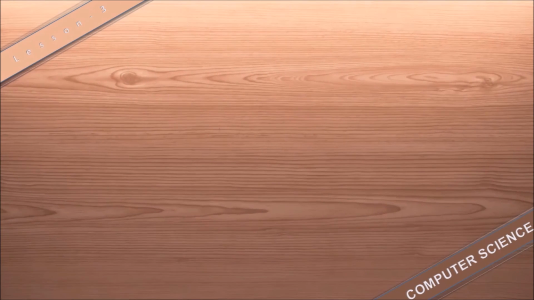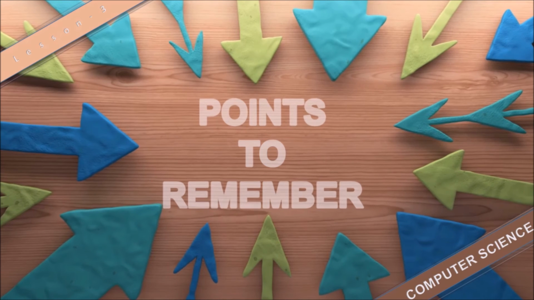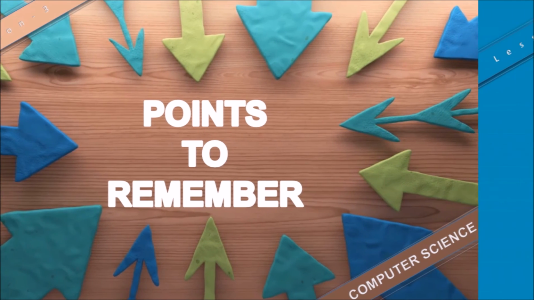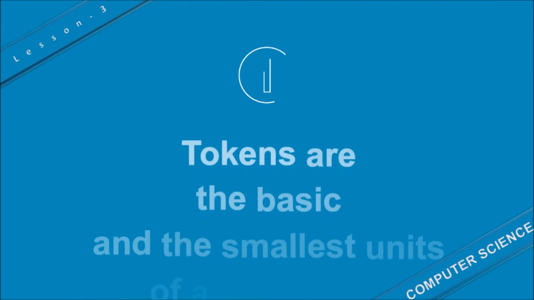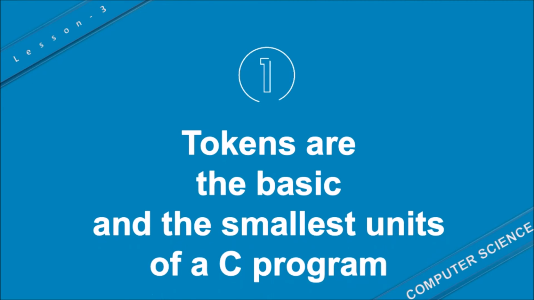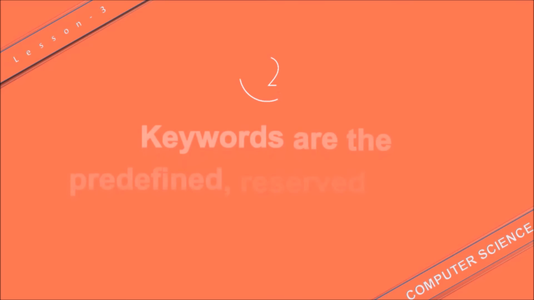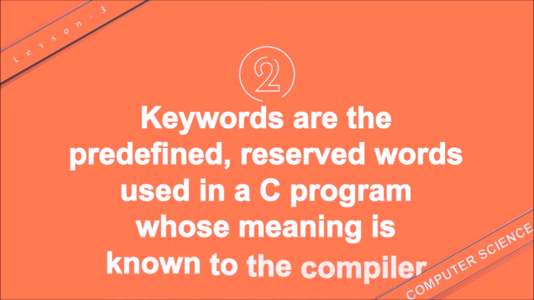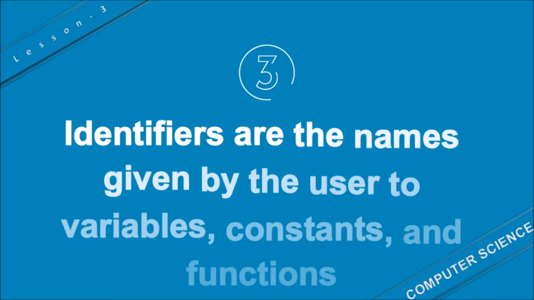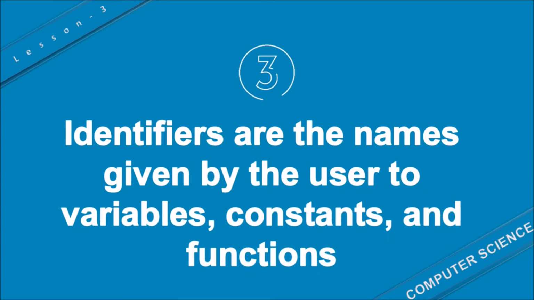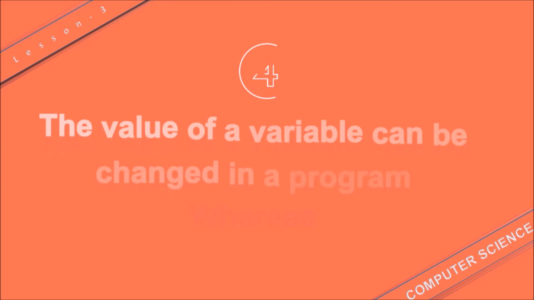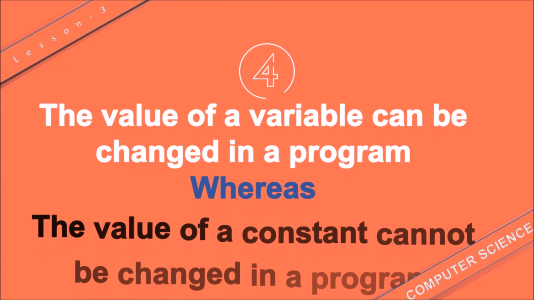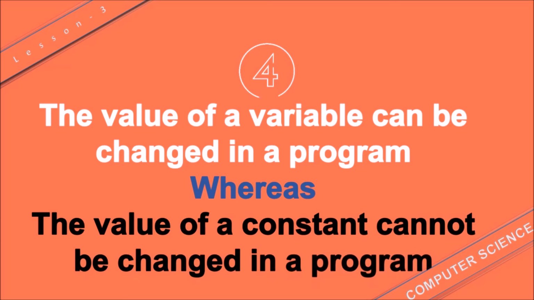Dear students, we have learned so many topics today. Let us discuss some important points now. We have learned about tokens, which are the smallest and the most basic units of a C program. We have learned about keywords, which are the predefined or reserved words whose meaning is already known to the compiler. Next, we have learned about identifiers, which are the names given by the user to variables, constants, or functions. Variables are the words or letters whose value can be changed in a program, whereas the value of a constant cannot be changed in a program. It remains the same throughout.